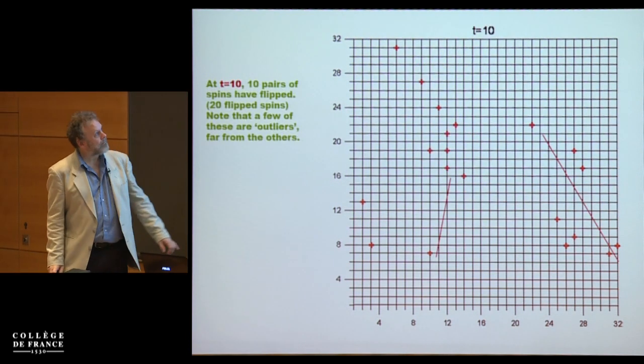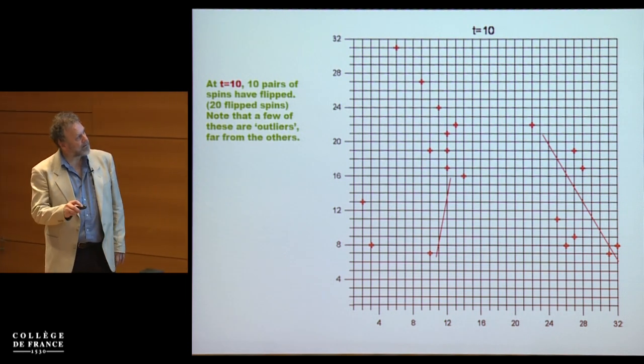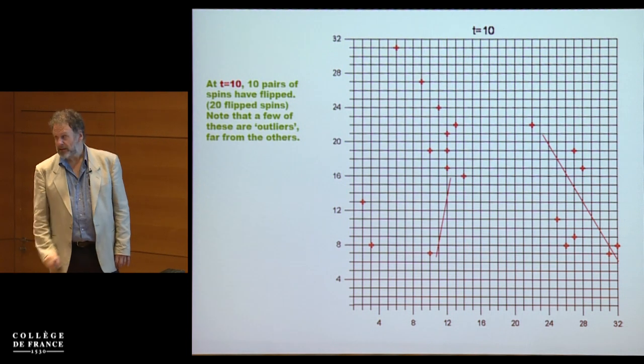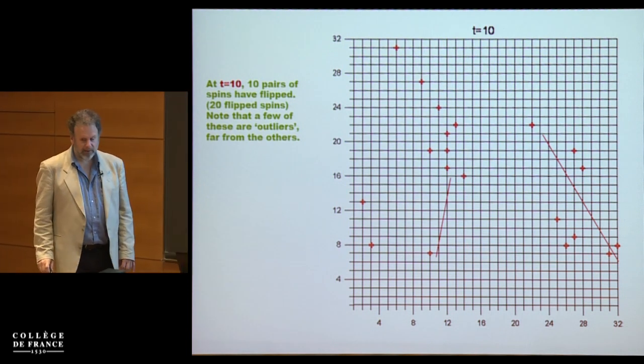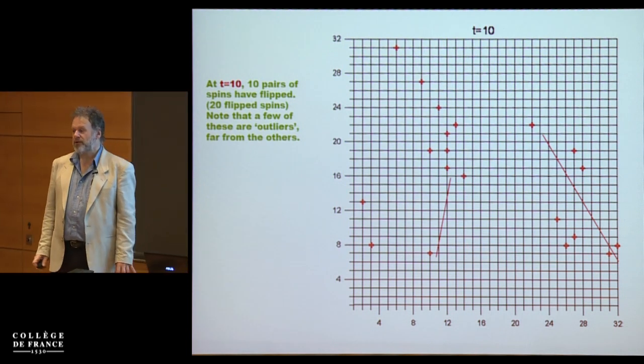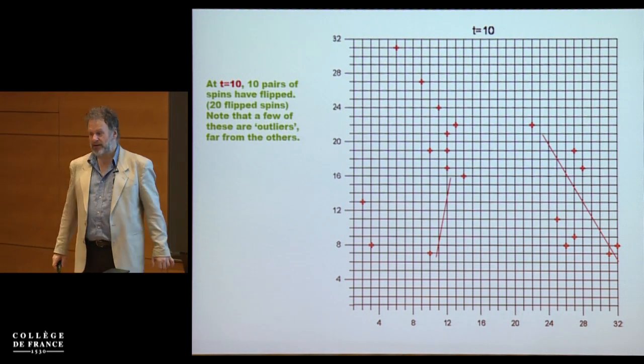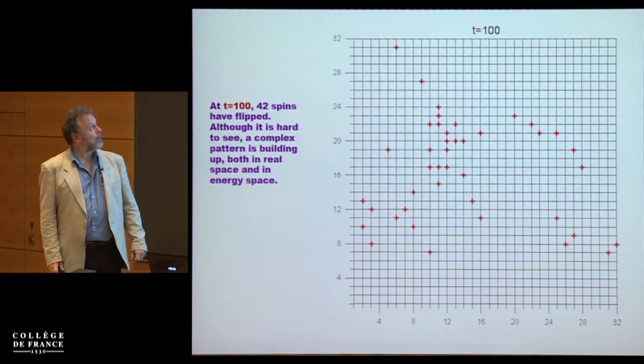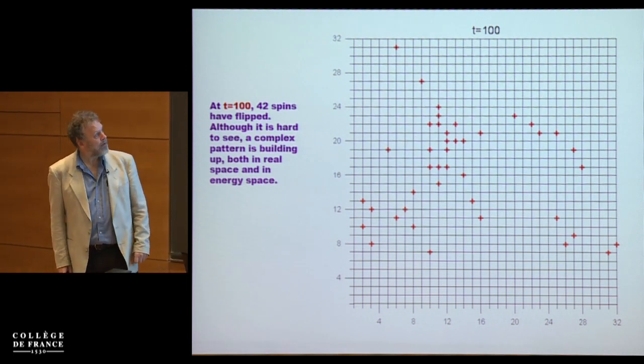You go a little further, more are flipped. And notice that there are 2 processes that involve 2 spins that are very far apart. And this is because of the long-range interactions. And those of you who are interested in quantum computation should be asking about correlated errors here. And so on. This is after time 100.